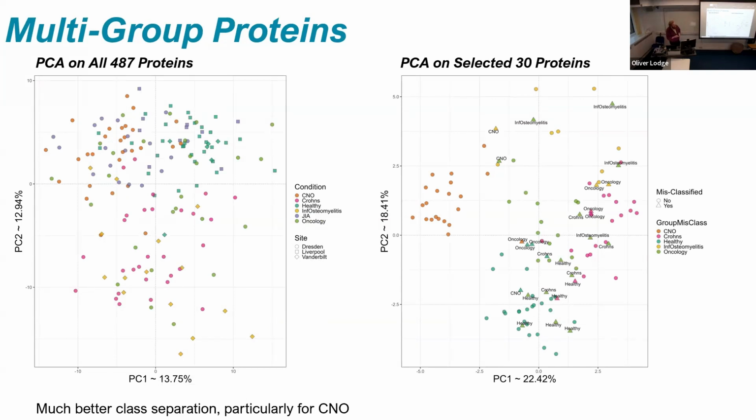So it's not doing perfectly, but generally the CNO samples here in orange are doing quite well at separating. But it's not doing such a good job at separating the other classes, which was one of the goals, but the main goal was trying to separate the CNO samples, and that seems to be performing okay here.